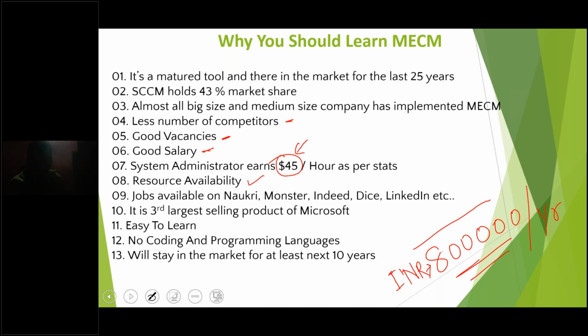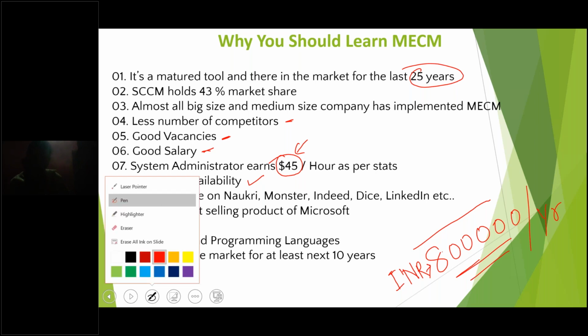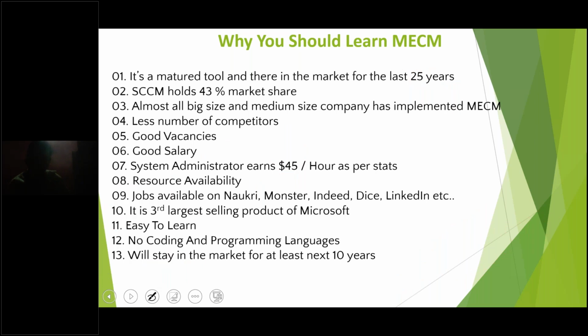Now, point number 8, resources are available. That means this product is there in the market for the past 25 years, so wherever you are stuck, suppose if you are planning to do something, or if you are stuck in SCCM, you can just Google it out. You will get hundreds of websites which can guide you. So resources are available.